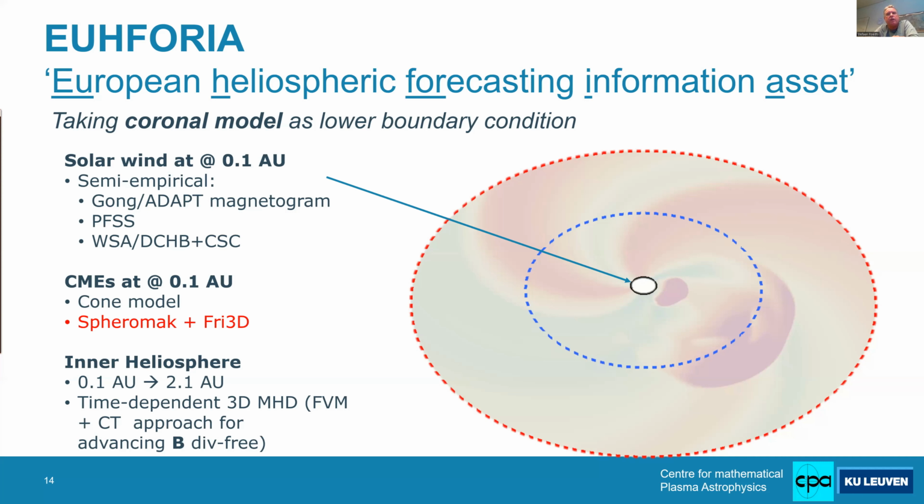So in the standard EUHFORIA, the solar wind starts at 0.1 AU, and we have a simple Wang-Sheeley-Arge coronal model to just provide the input at the boundary conditions for the wind model.